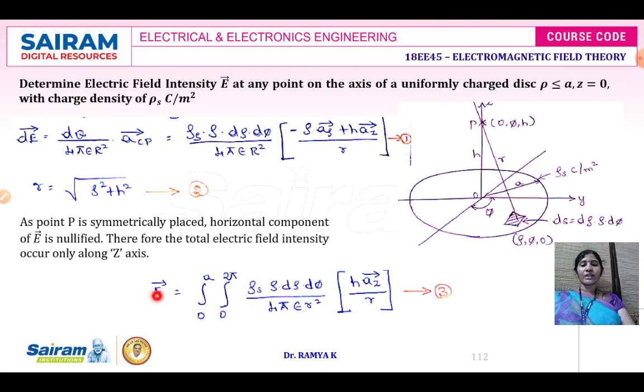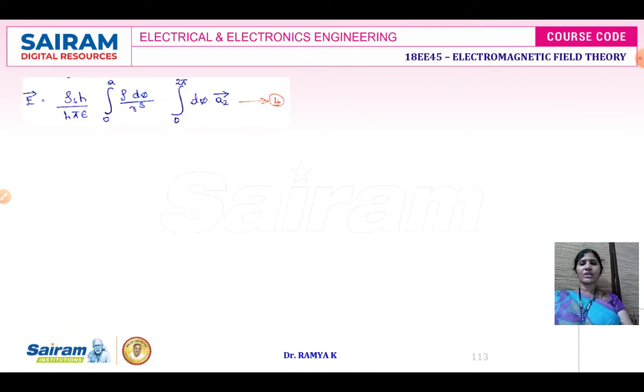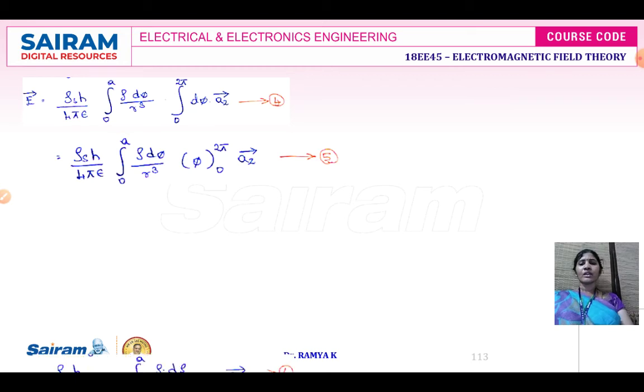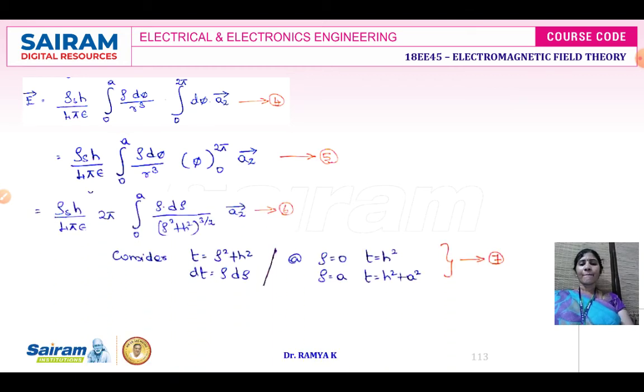So when you identify your electric field intensity from this particular equation, you get the integration. To remove the differentiation, you have to integrate on the right hand side, with respect to rho and phi, where the rho limit is from 0 to a and the phi limit is from 0 to 2 pi. After integrating, you will get the equation E is equal to rho s h divided by 2 epsilon, integration between the limits 0 to a.